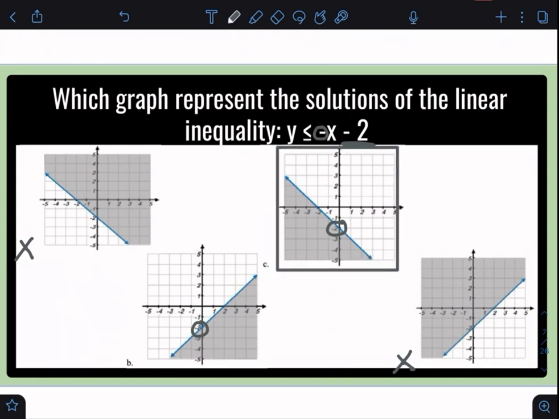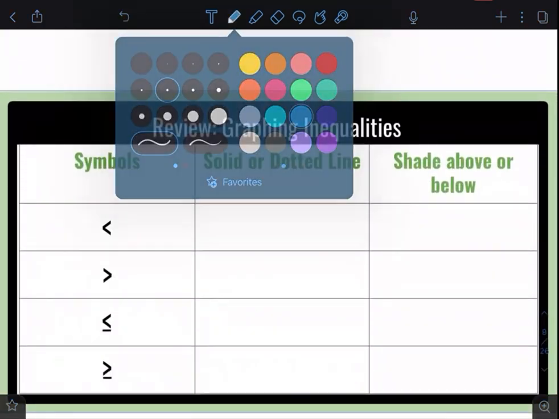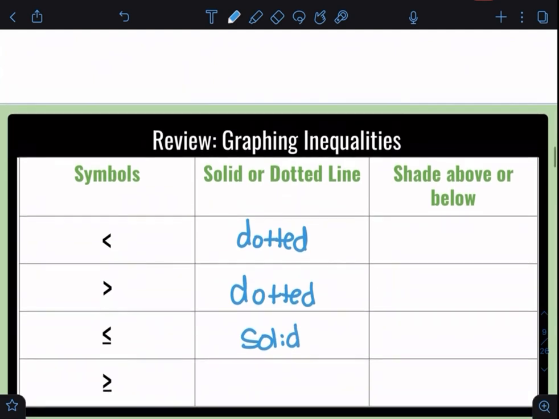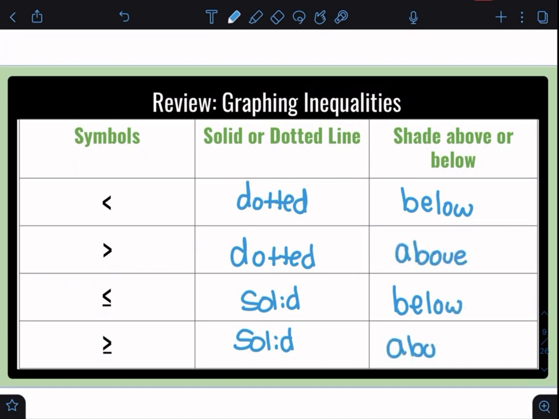Nice. Alright, let's look at this next question. Let's review the rules for graphing inequalities. This would get a dotted line. This would also get dotted. This would get a solid, and this would get a solid. And now above or below. Less than symbols get below, and greater than symbols get above.